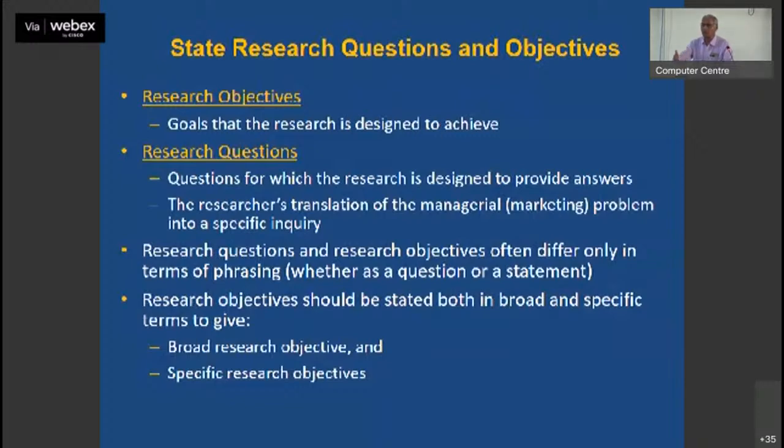Research question, then form the research objectives. And from research objectives, form the research hypothesis. And from research hypothesis, form the null hypothesis and alternate hypothesis. Don't directly go for the null hypothesis because your objective will frame the research hypothesis.